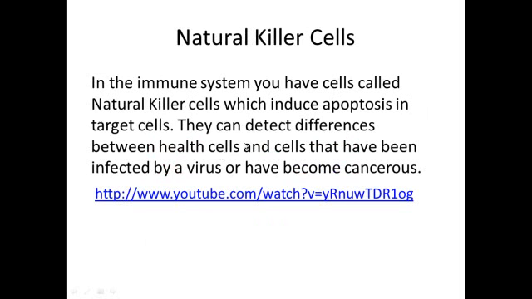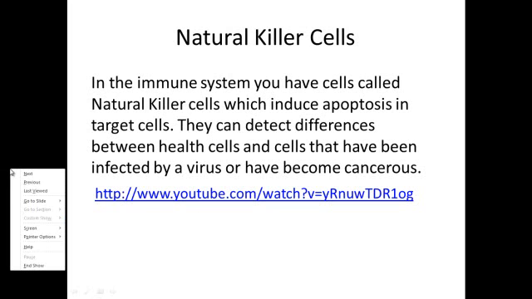Well, you do have a cell in your body called natural killer cell, which is one of your types of white blood cells. The natural killer cell causes cells to go through apoptosis. It gives off a chemical signal to cells, specifically cancer cells or cells that have been infected by viruses, and tells them, hey, die already. So let's watch a little video that's going to talk about cancer and viruses.